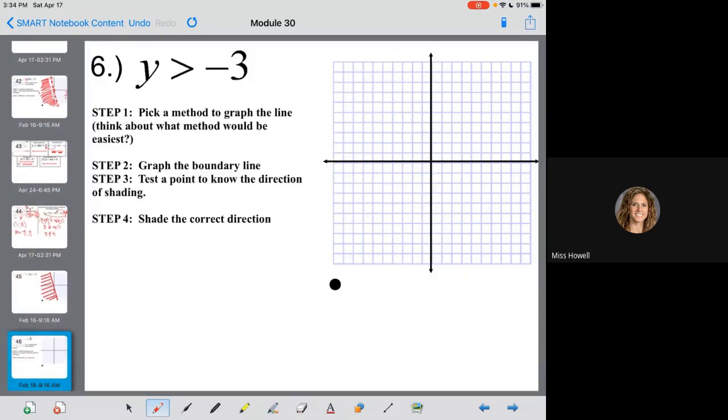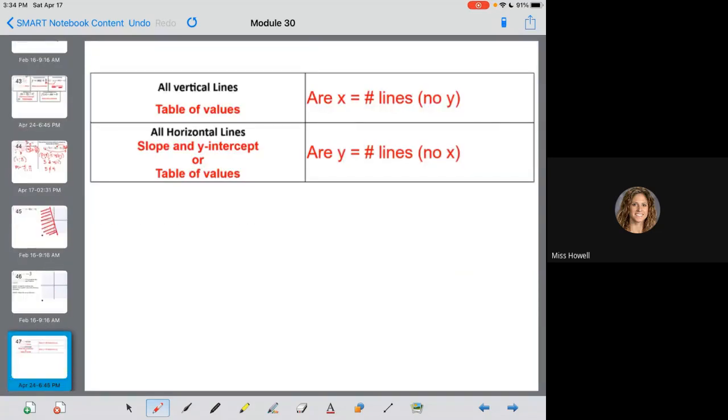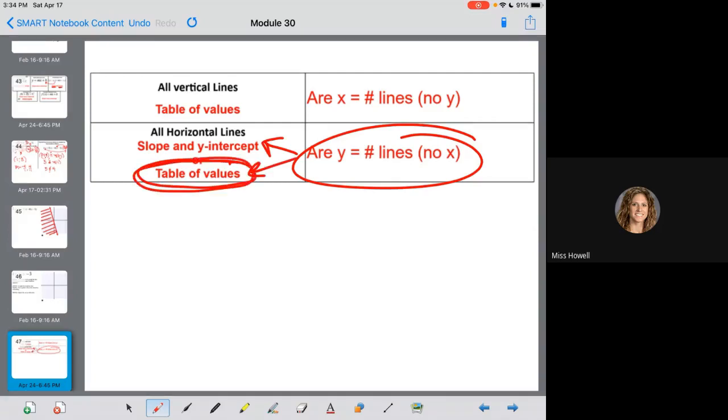All right, number 6, we want to graph the solutions of y is everything greater than -3. We have a special case line here with just a y. When we have just a y, we have two options. Get it to y equals mx plus b or make a quick table. I always like to go to a quick table because it keeps us from making mistakes more.